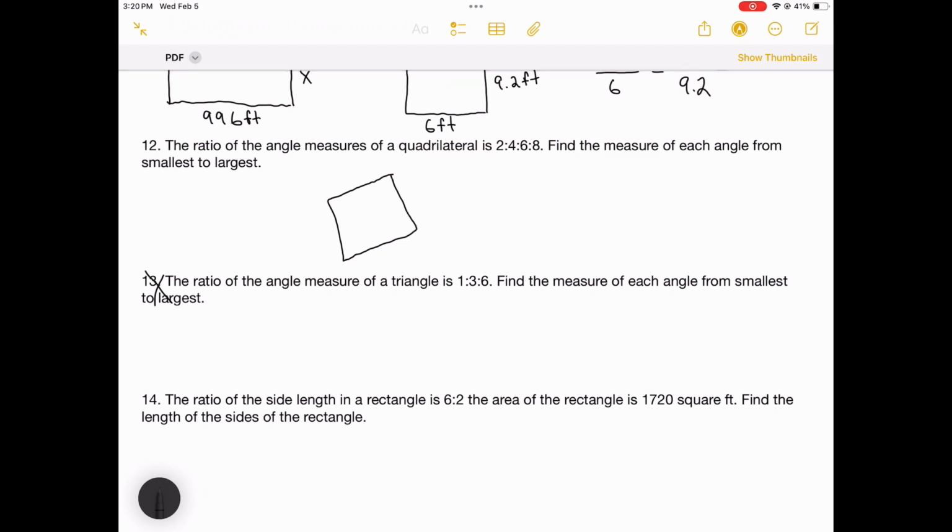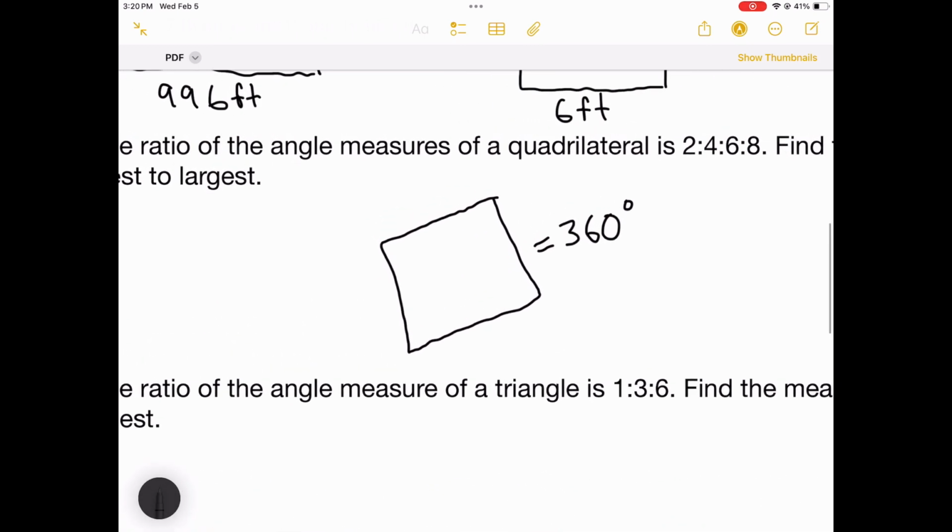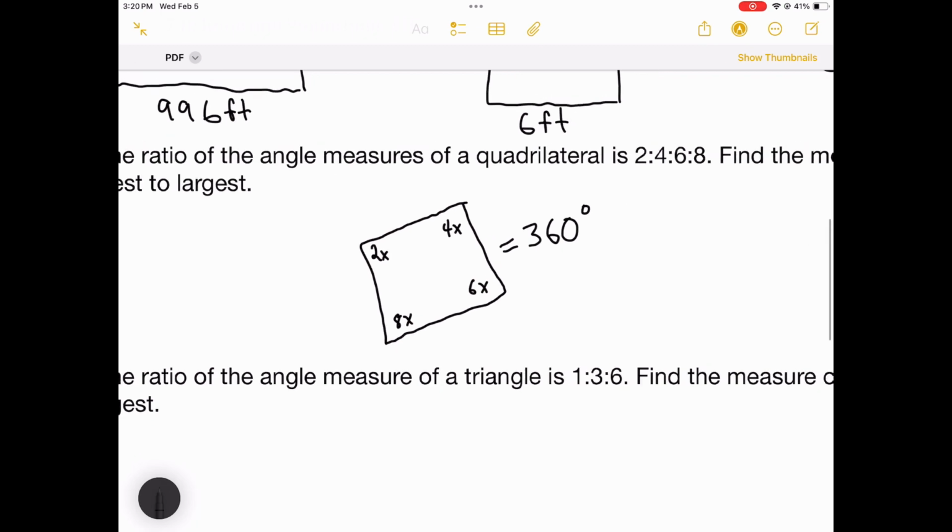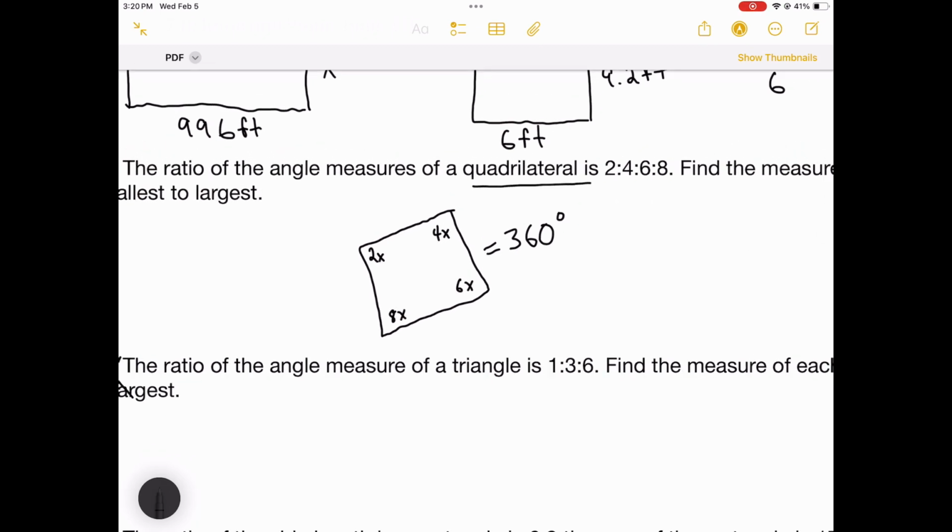Guys, remember the interior angle sum of a quadrilateral is 360 degrees. There are multiple ways to do this, but pretend that this is 2x, this is 4x, this is 6x, and this is 8x. All I'm going to do is set up an equation and solve for x. Where did I get these numbers? I got them from the numbers right here. It's a quadrilateral with this ratio. So I'm just going to set it up. It is 2x plus 4x plus 8x plus 6x equals 360.